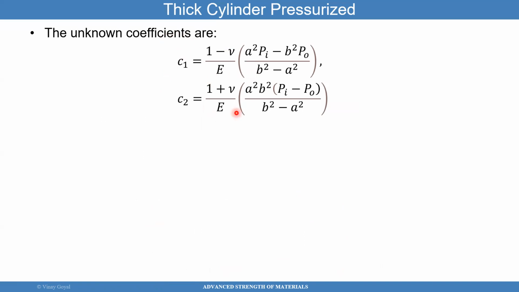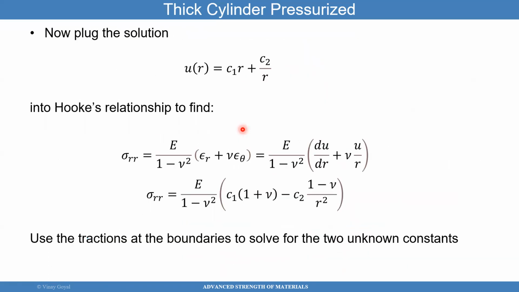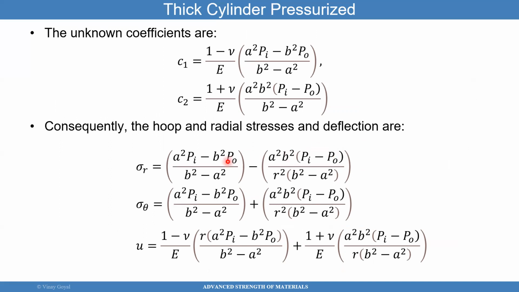So the unknown coefficients can be easily found: C1 to be like that and C2 to be like that. And now I can find the hoop and radial stresses fairly quickly. Why can I do that? Let me show you how. Do you agree that sigma RR is this equation here? Well, I already found U, so all I have to do is plug it in here, and then I have sigma RR in terms of U. Because I found U already, I get this equation: sigma RR equals this, the radial stress, and the tangential stress is this one. And the deflection that you get is this one.